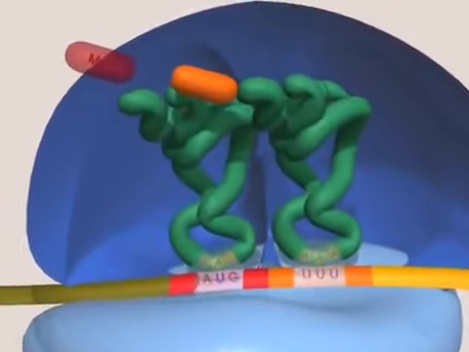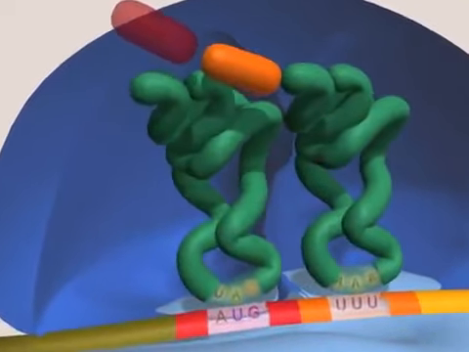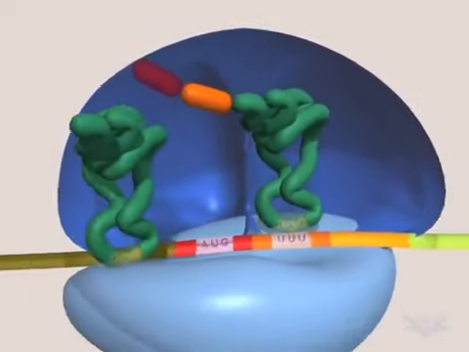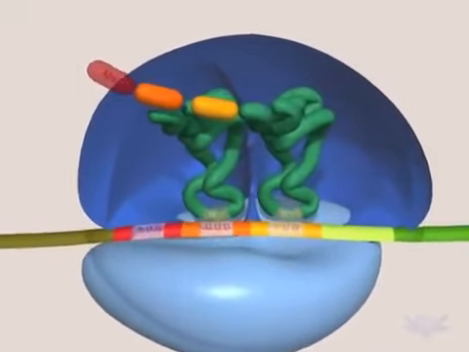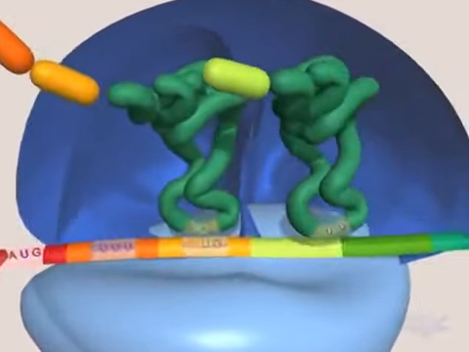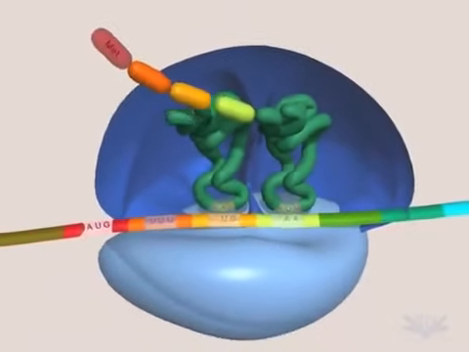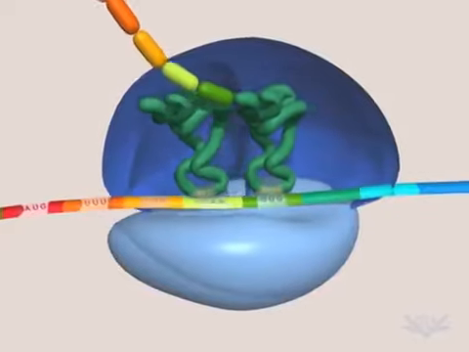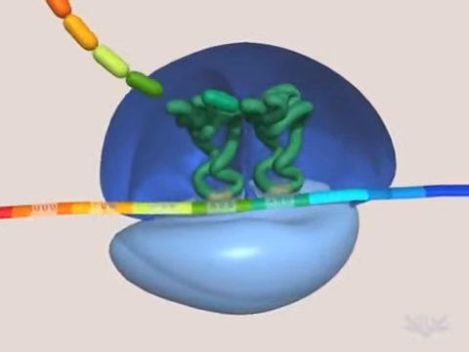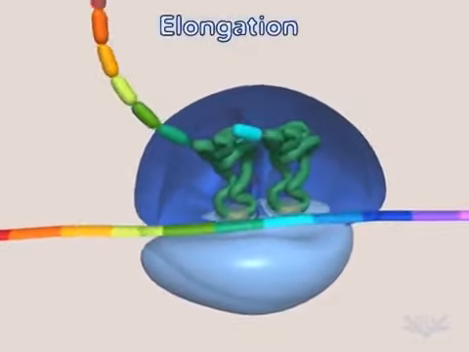The methionine is then transferred to the A site amino acid, the first tRNA exits, the ribosome moves along the mRNA, and the next tRNA enters. These are the basic steps of elongation.